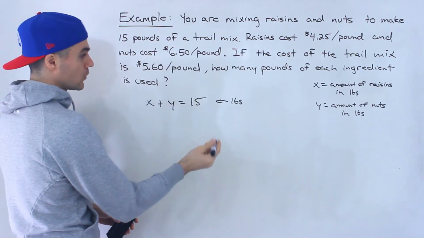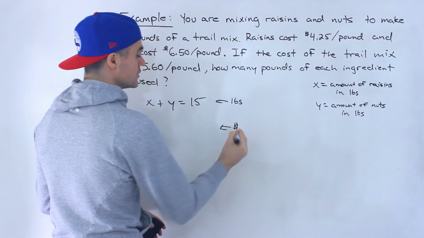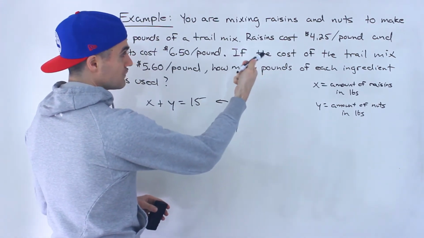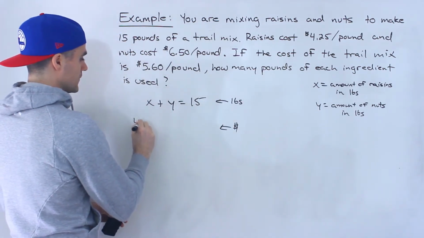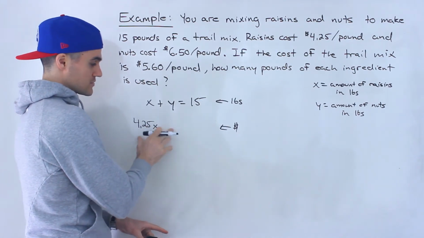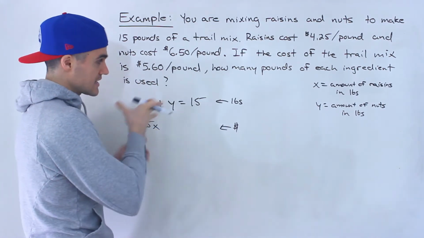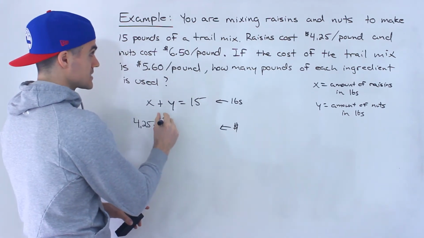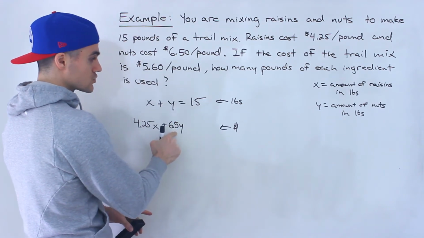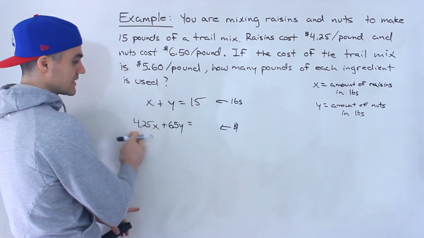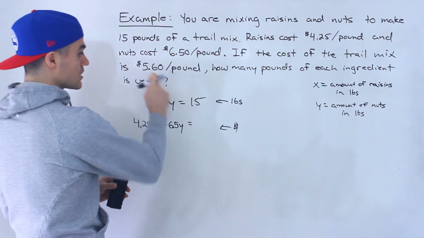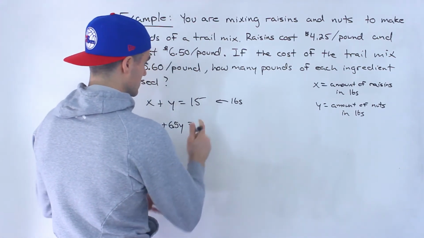And notice we can make another equation in terms of the dollar amounts, the value. So notice that raisins cost $4.25 per pound. So this here, 4.25 times x, the number of pounds of raisins, would be the total cost of the raisins that's going into the trail mix, plus the total cost of the nuts that are going into the trail mix. And then that here is going to give us the total cost of the trail mix. And what's the total cost of the trail mix? Well, we're told that it costs $5.60 per pound.